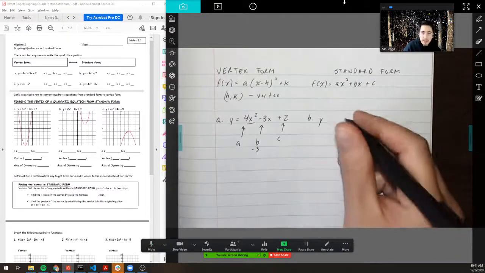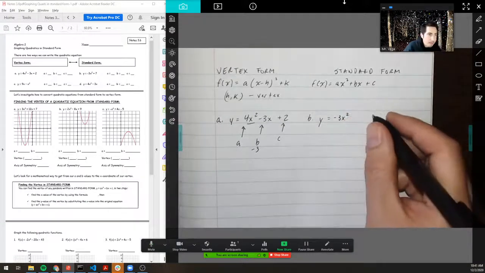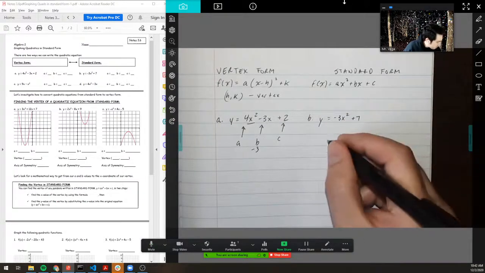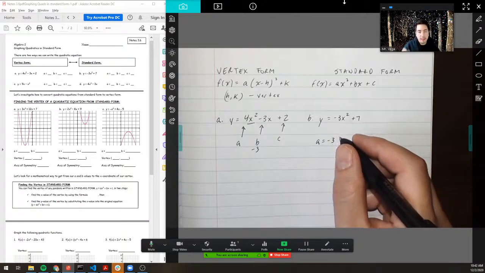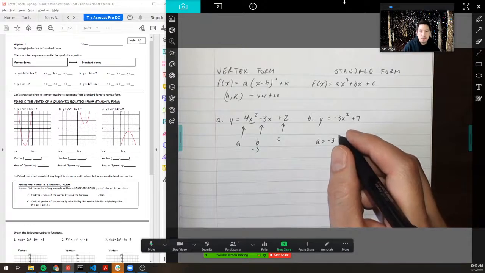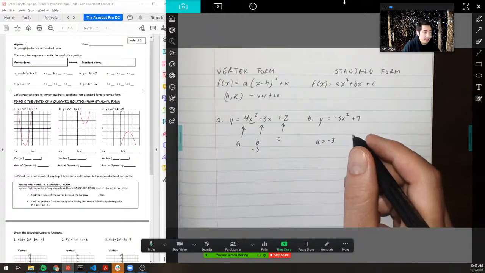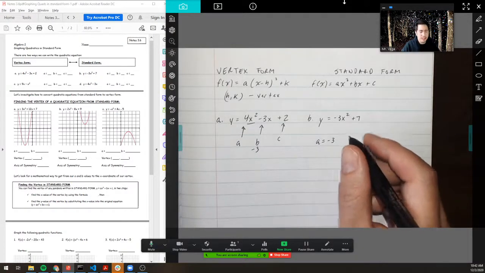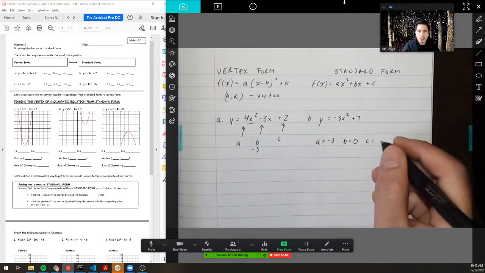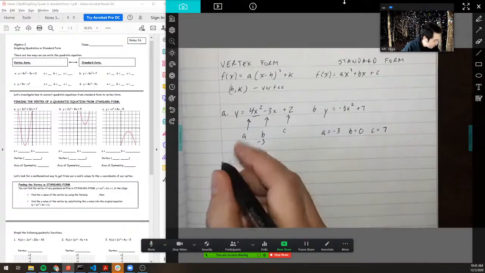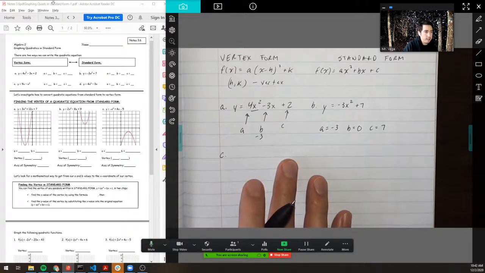B, y equals negative 3x squared plus 7. So a here, what does a equal? A is negative 3. Again, it's the coefficient in front of the x squared. It includes the negative if there is one. The b is the coefficient in front of x, but I don't see an x to the first power. I see x squared, but I don't see x to the first power, which means b is 0. And then c here is just that constant term, 7. Once you practice enough, it actually gets really easy.